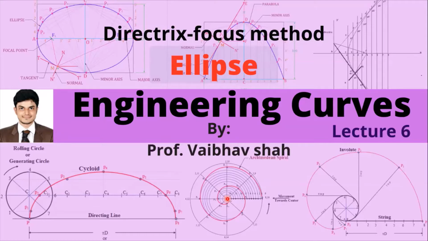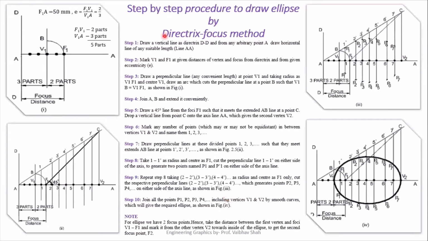Let us begin. So now first we'll be looking at the step-by-step procedure to draw an ellipse by the Directrix focus method. As the name suggests, Directrix focus, in this case we'll be needing one Directrix and a focal point to draw our ellipse. In this example, you will be given two data. One, the eccentricity of the ellipse, and second, another data which shows the distance of either the vertex or the focal point from your Directrix.